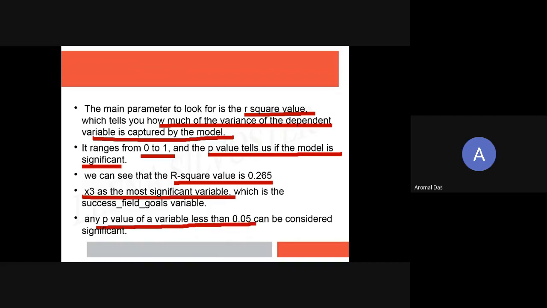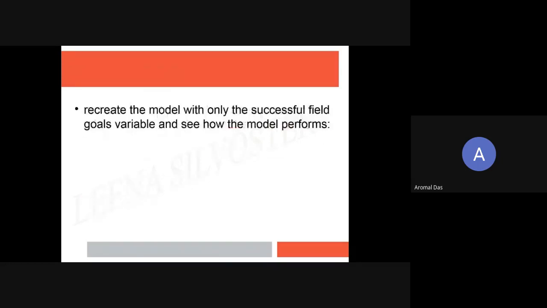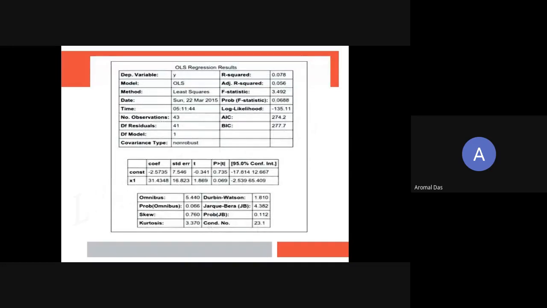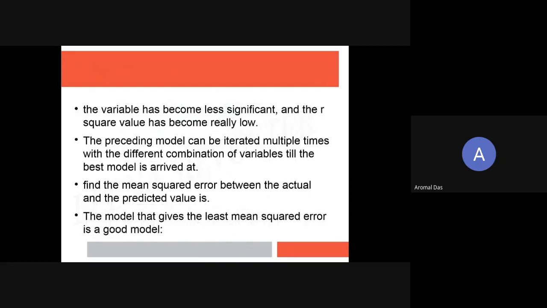These are the findings. So recreate the model with only the success field goals variable and see how the model performs. So you will get an output like this. The variable has now become less significant because the R square value is low. So this model is iterated multiple times with different combinations of variables.